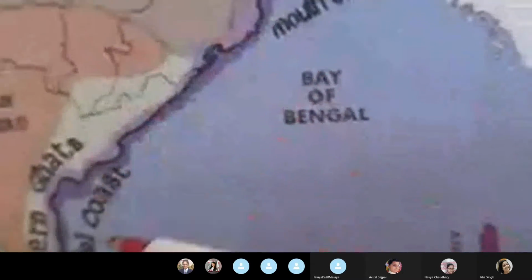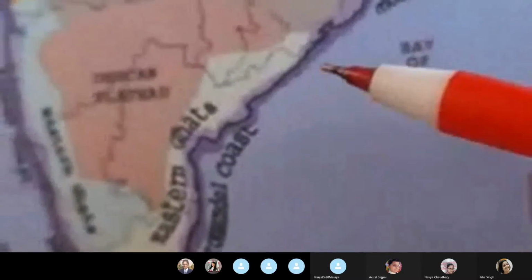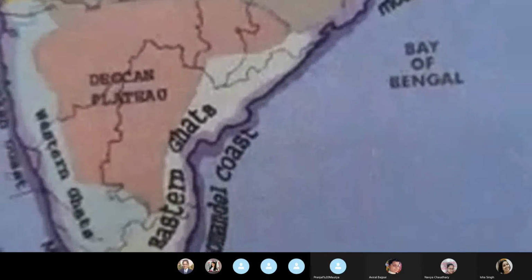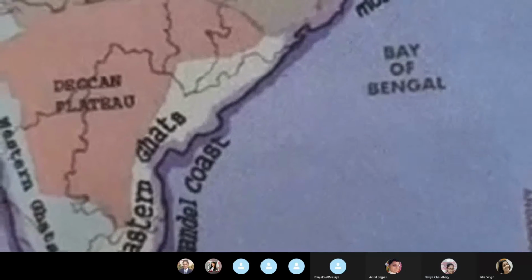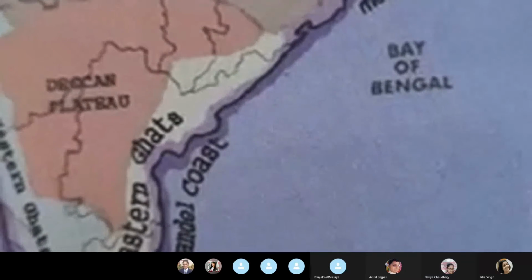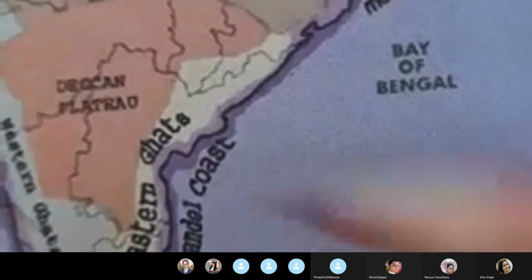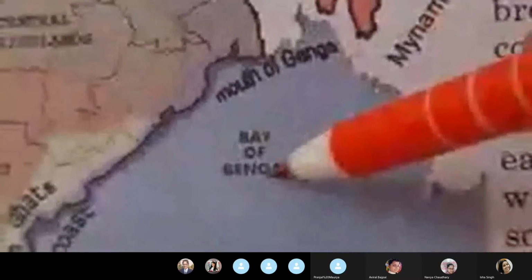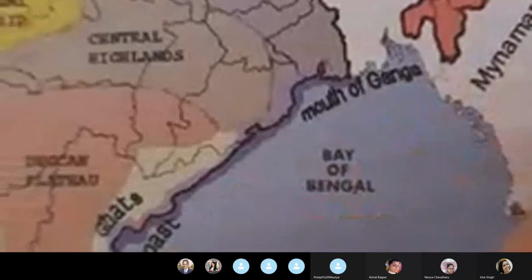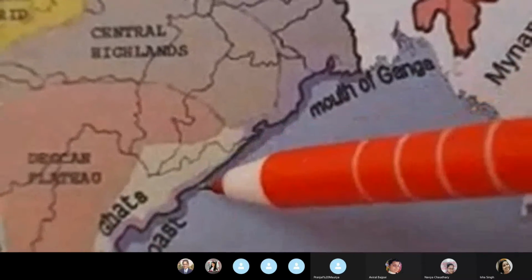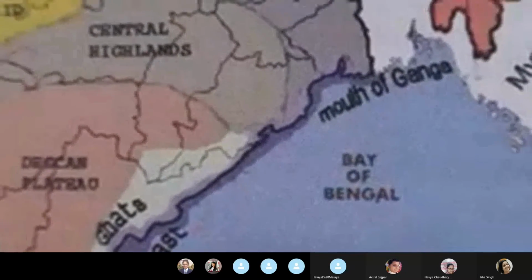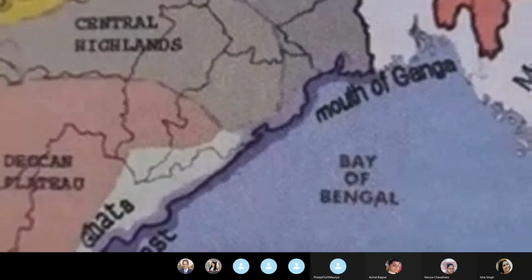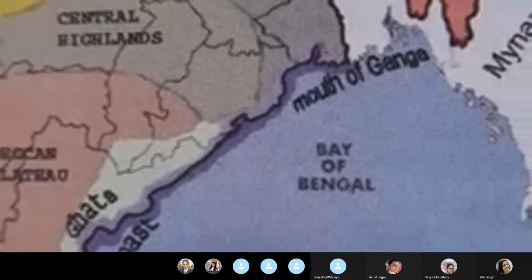Then we talk of eastern coastal plains. Can you all see my screen? Is it visible? Yes, ma'am. Thank you for telling. Now, this plain lies between the Eastern Ghats and Bay of Bengal. See, this is Bay of Bengal and Eastern Ghats. These are the Ghats here. Between these areas, the darker blue line is the Eastern coast. Okay, Eastern coast. And it's a plain area, so it's an Eastern coastal plain.